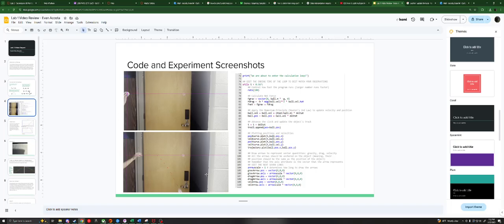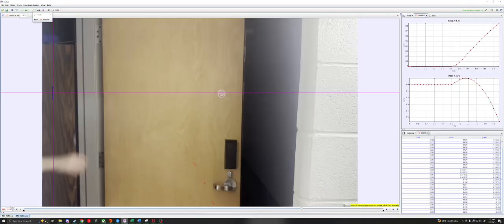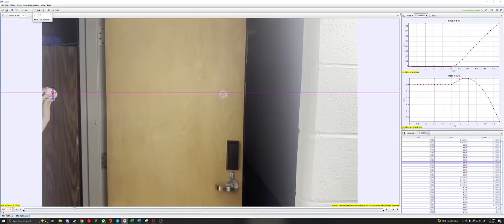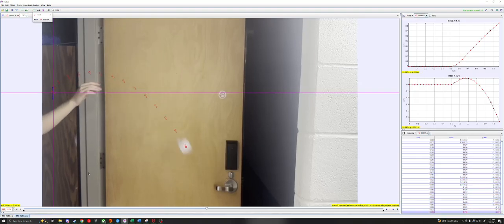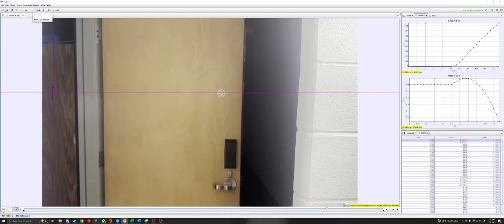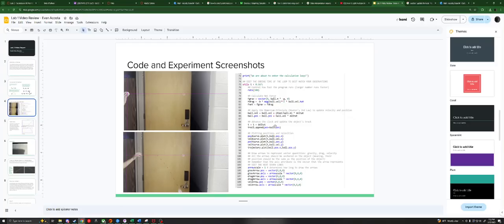Here is a screenshot of my Tracker. As you can see, this is a before and after picture. I can go and show you guys the video. So as you can see, it tracks the paper ball all the way down. And then here is a quick screenshot of my code, which basically just utilized the kinematic equations as well as the gravitational force equation and the air drag equation to basically just create a model of the ball, which I can do right now.